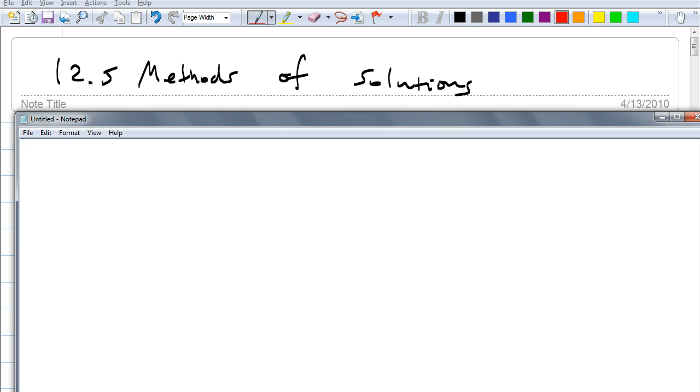Do you guys remember when you had x squared on the left side, you square root both sides? What is that called? Yeah, you square root both sides, right? If you have a perfect square on the left side and it equals some number, you square root both sides, right?